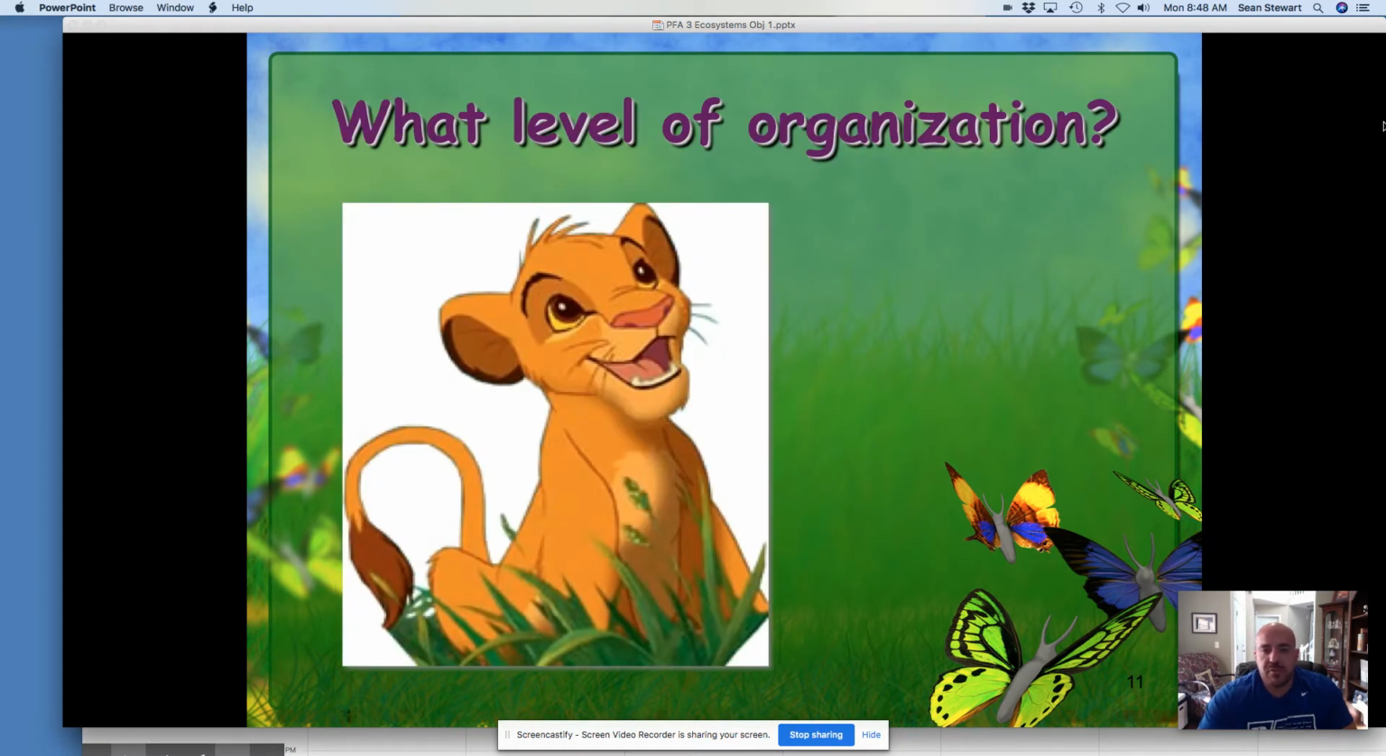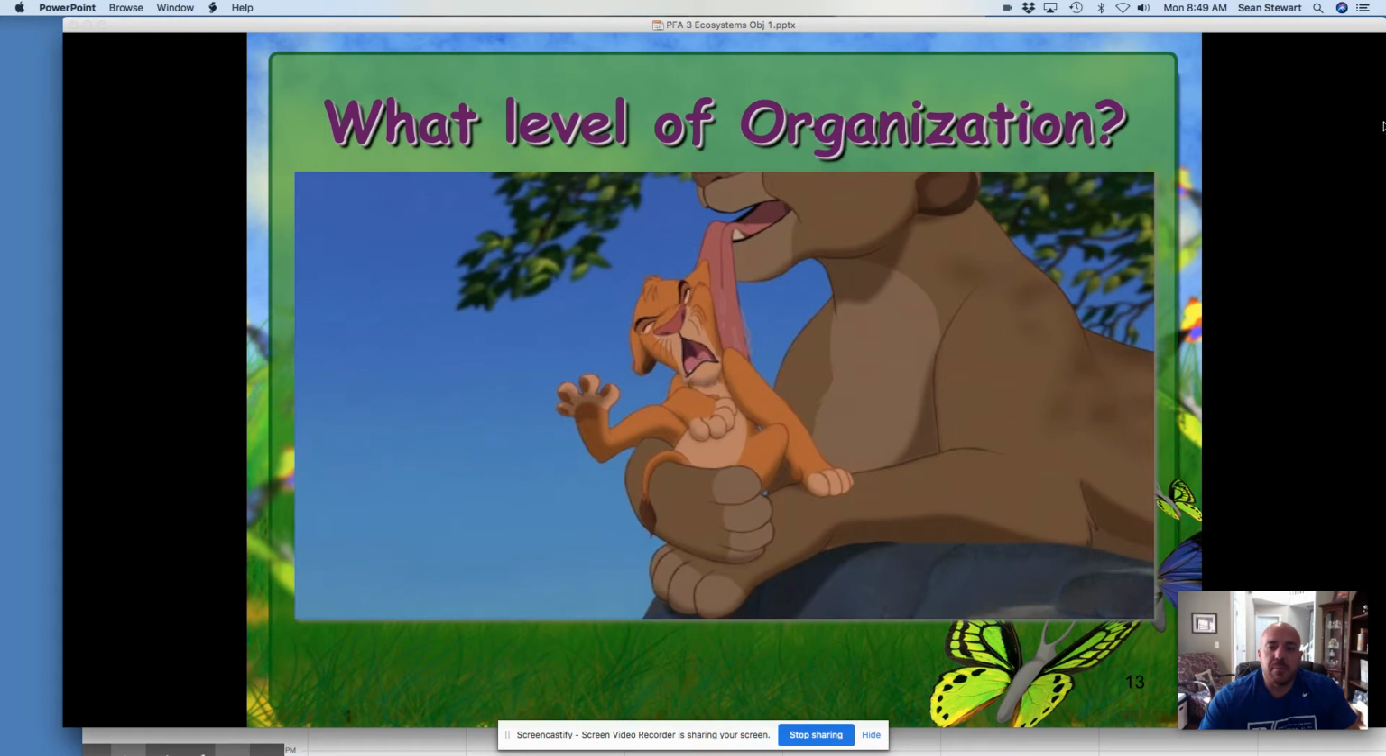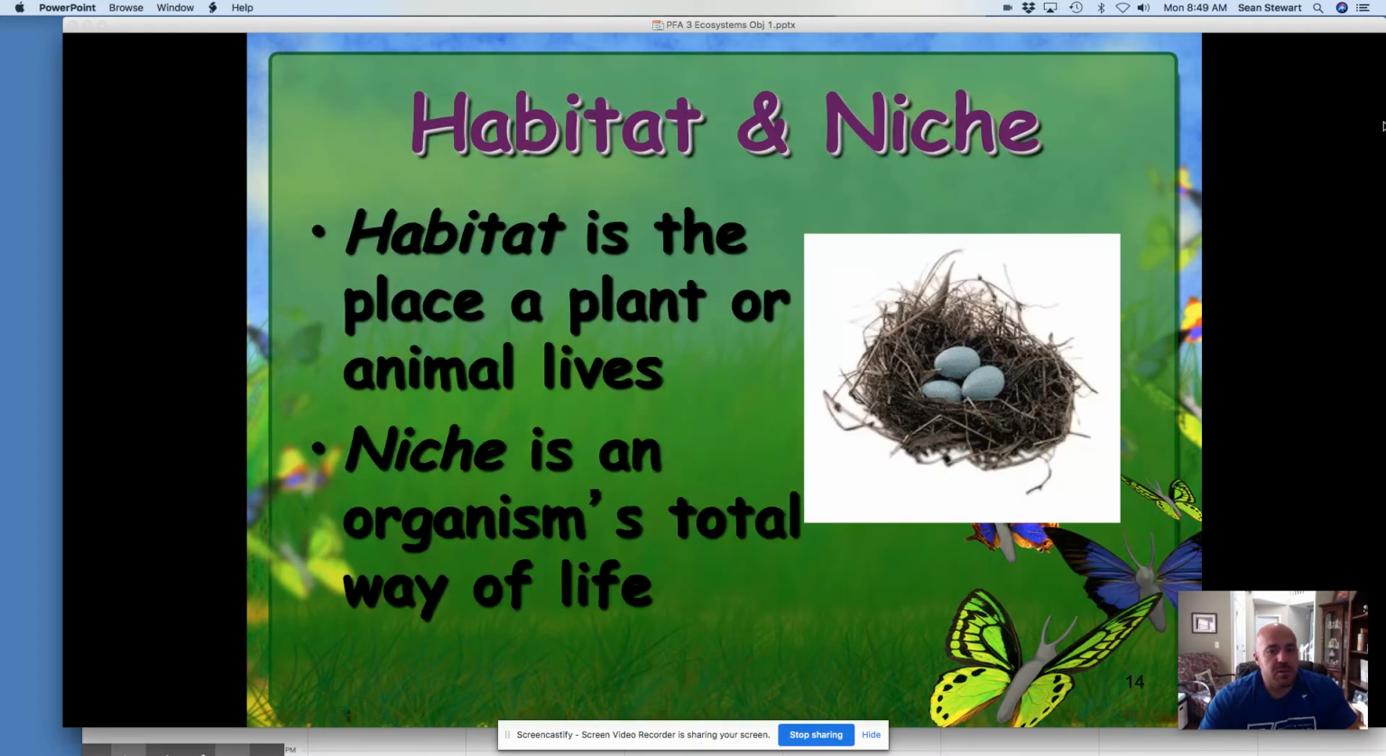So practice, what level of organization is this picture of baby Simba? Go ahead, pause if you need to, and then the answers will appear. He's just one organism because he's one little lion. All right, I see a bunch of different animals living in an area. So that is called a community. Remember, a population will be only zebras or only giraffes, but we have a lot of different animals here, so it's a community. Mama lion and baby lion, what would that be considered? Well, they're more than one of the same species, so that's a population.